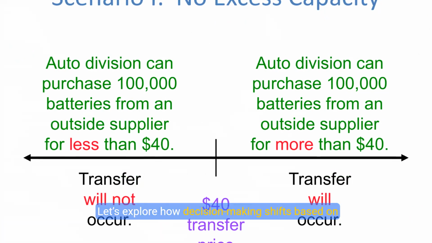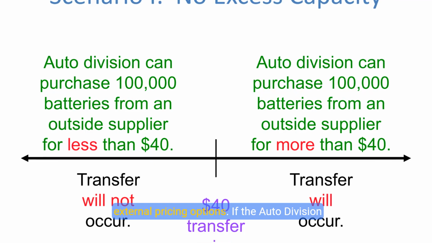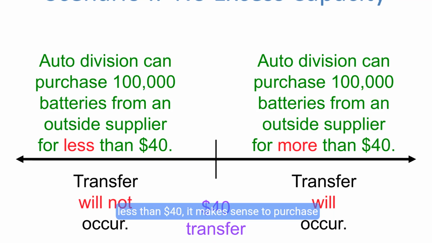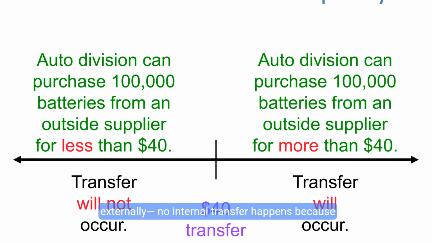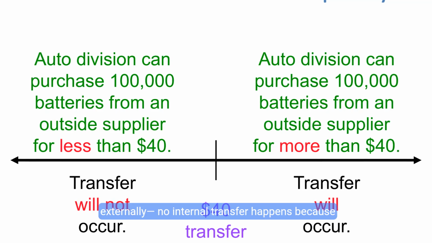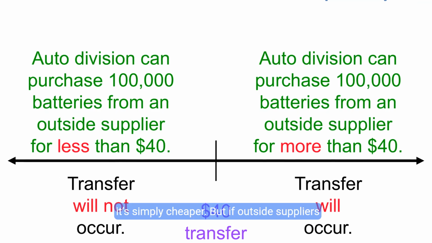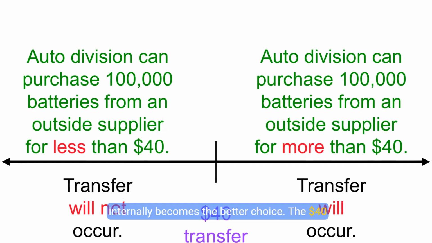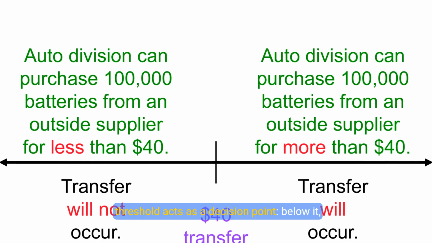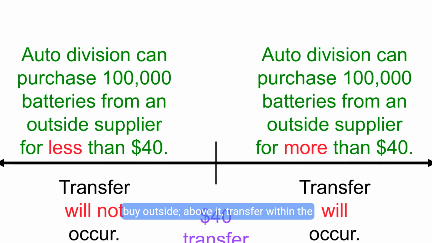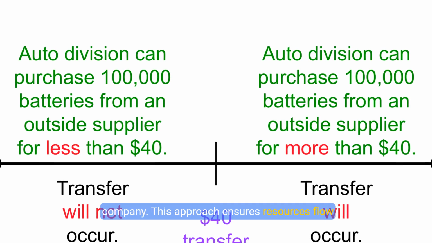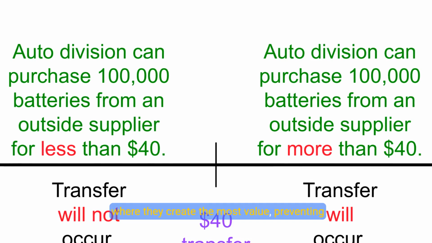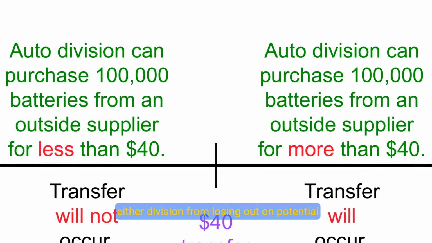Let's explore how decision-making shifts based on external pricing options. If the auto division can buy batteries from an outside supplier for less than $40, it makes sense to purchase externally. No internal transfer happens because it's simply cheaper. But if outside suppliers charge more than $40 per battery, transferring internally becomes the better choice. The $40 threshold acts as a decision point. Below it, buy outside. Above it, transfer within the company. This approach ensures resources flow where they create the most value, preventing either division from losing out on potential profit or incurring unnecessary costs.